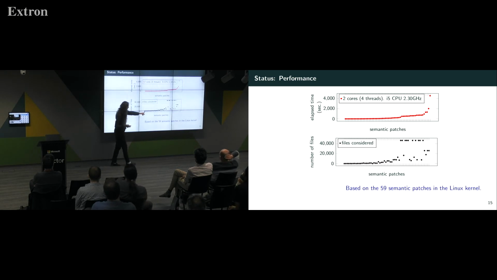So you can see for many of the semantic patches, we have almost no files that are being considered. These are some kind of special purpose things. Maybe there are only 10 files that have to be considered. That goes extremely fast.